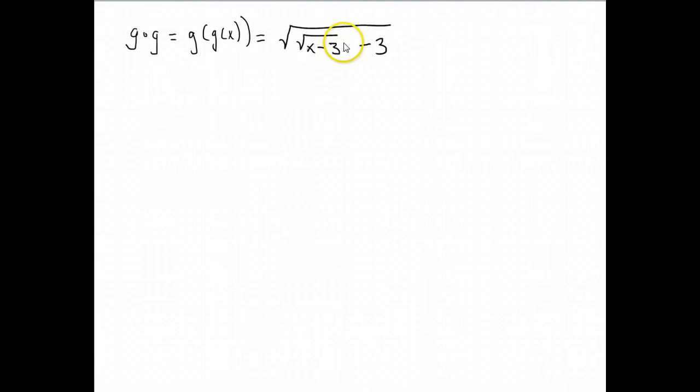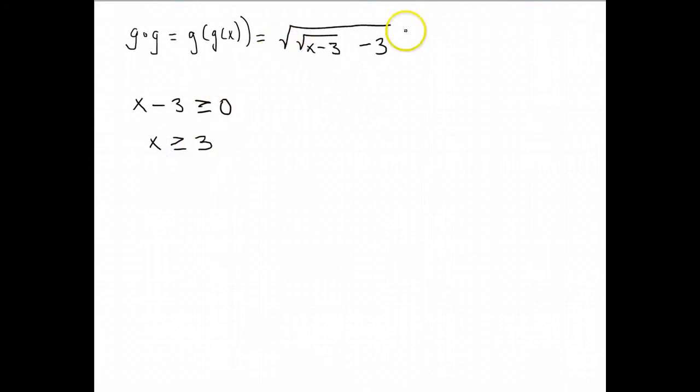We need to make sure that this inner square root is greater than or equal to 0. So we can set up the inequality x minus 3 is greater than or equal to 0. So when we solve that, we add 3 to both sides and we get x is greater than or equal to 3. That's just the first part.